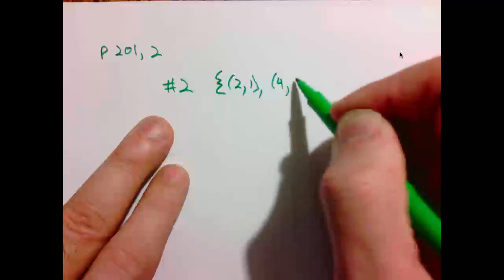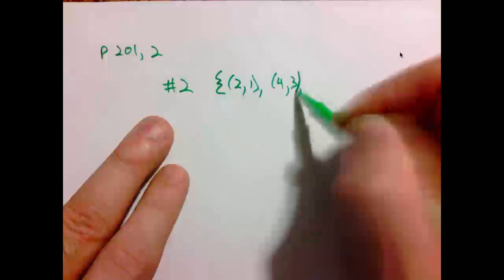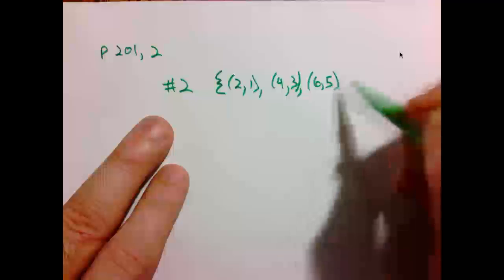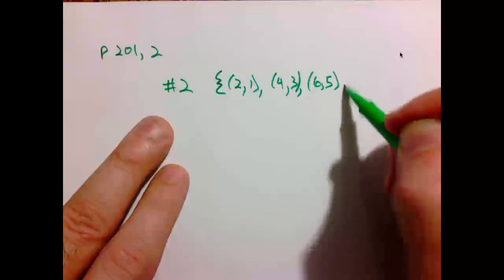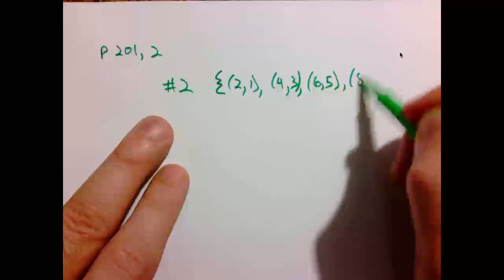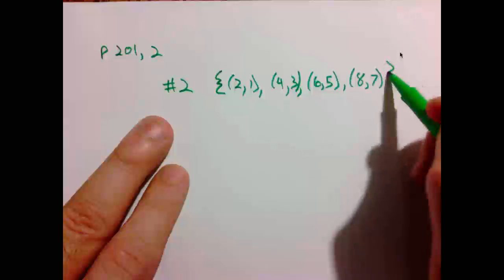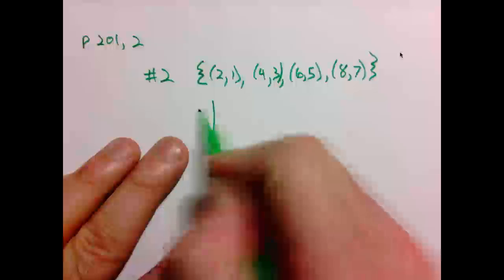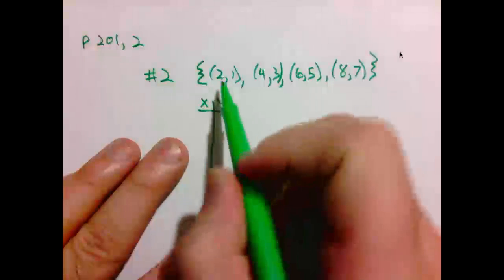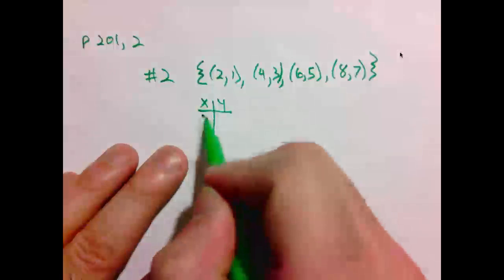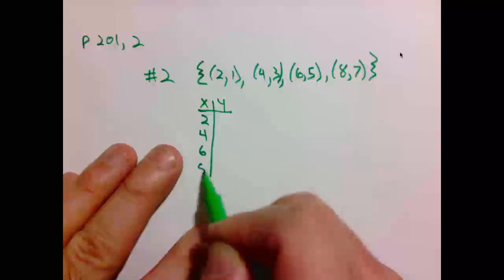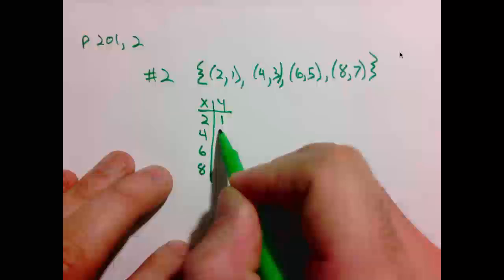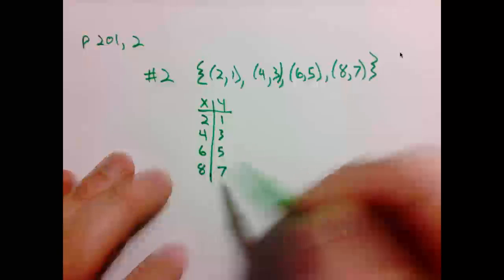Alright, so number 2 gives us the set of ordered pairs, 2 pairs with 1, 4 pairs with 3, 6 pairs with 5, and 8 pairs with 7. Alright, the first thing I'm going to do is write this in a table. X and Y. Well, my X values are 2, 4, 6, and 8. My Y values are 1, 3, 5, and 7.